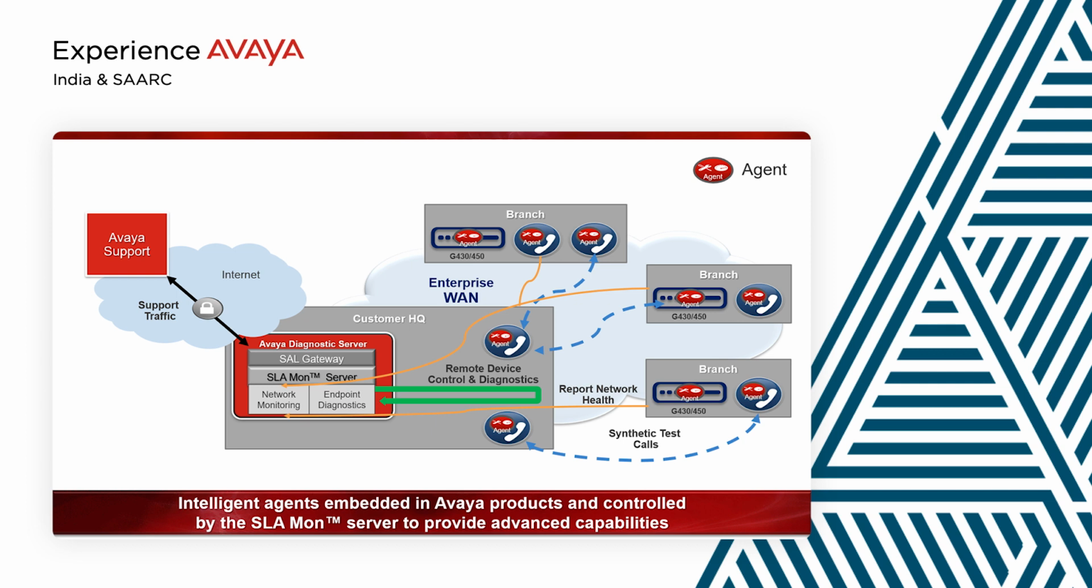Best of all, SLAMon is an entitlement to Support Advantage Preferred. Avaya customers with that level of support have the right to use SLAMon as a free entitlement to their support contract. You can deploy SLAMon yourself or engage Avaya Professional Services for initial deployment and training.